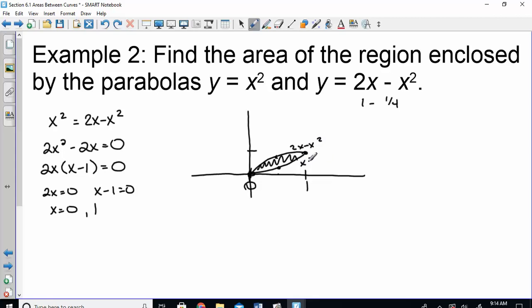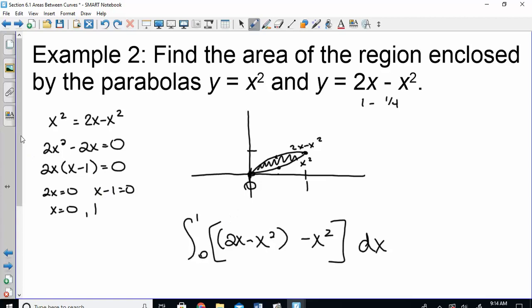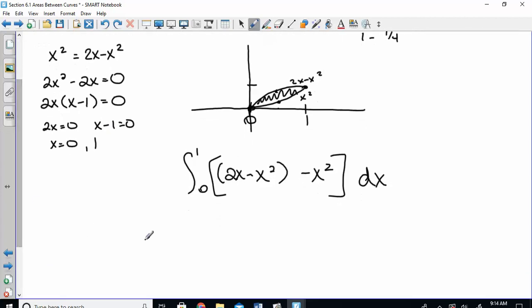2x minus x squared. So we're integrating. These are x values from x equals 0 to x equals 1. So we do the top, 2x minus x squared, minus the bottom. So 2x minus x squared minus x squared would be minus 2x squared.